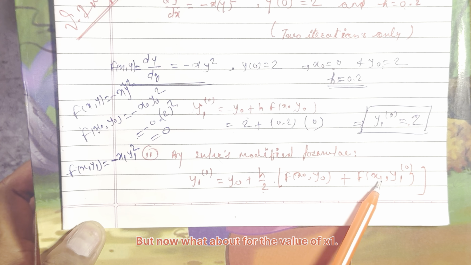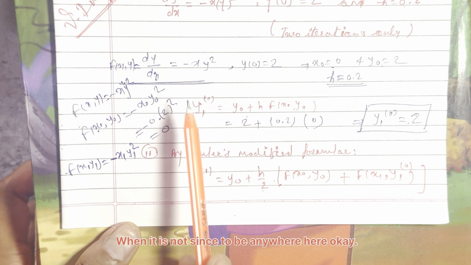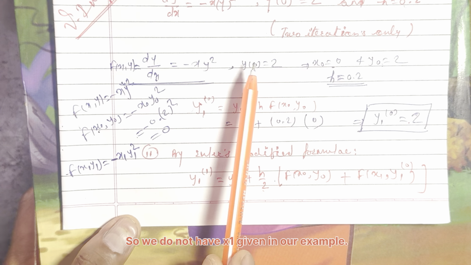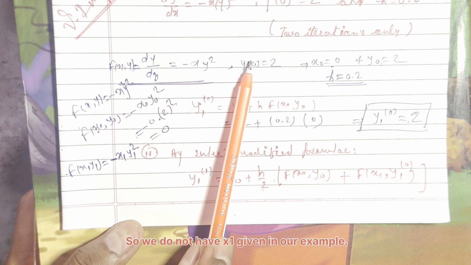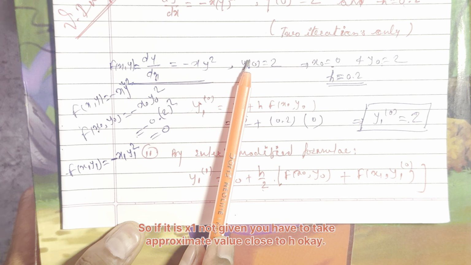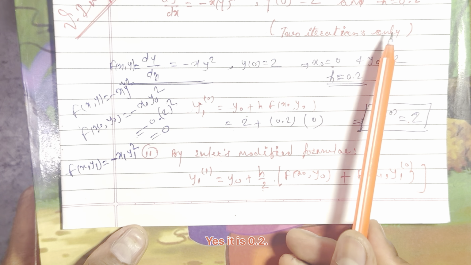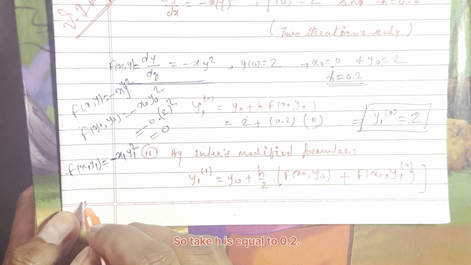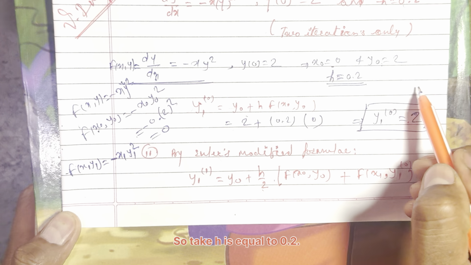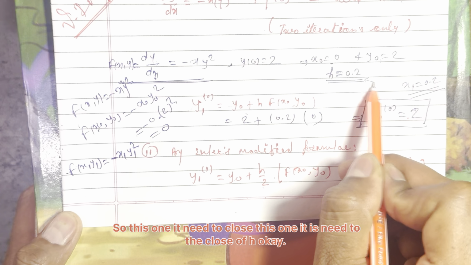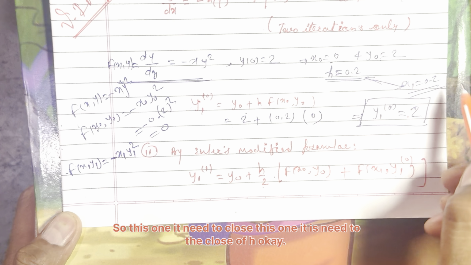But now what about the value of x1? X1 does not seem to be given anywhere here. So we don't have x1 given in our example. If x1 is not given, you have to take an approximate value close to h. H is 0.2. So take h equal to 0.2, and take x1 equal to 0.2. This one needs to be close to h.